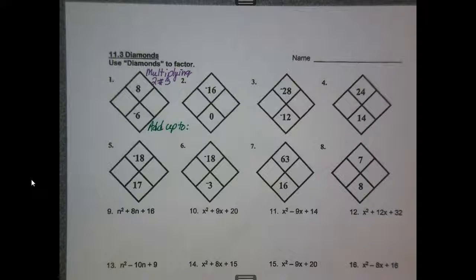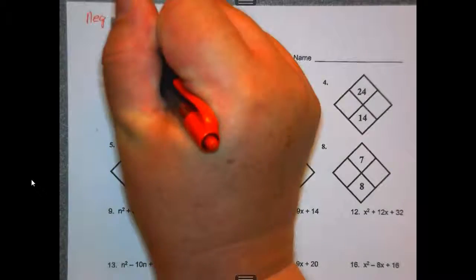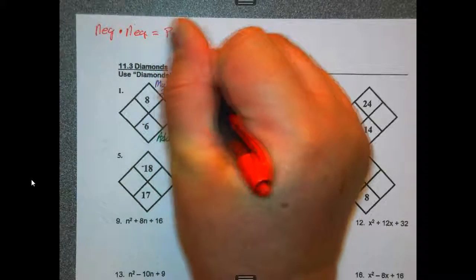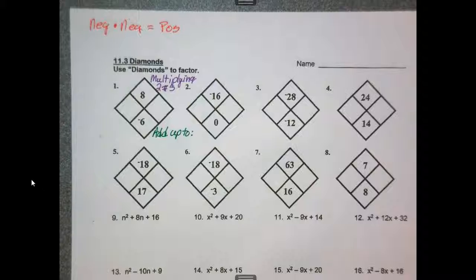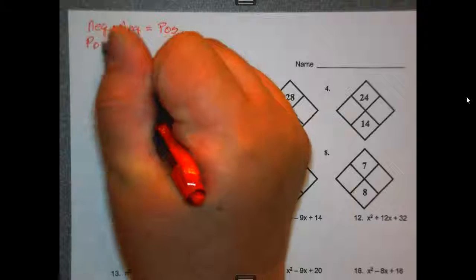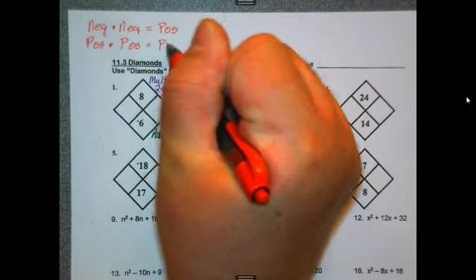Now, how do we multiply to get to a positive 8? What kind of factors? Just the signs. Negative times a negative equals a positive, right? So negative times a negative equals a positive. How else can I multiply two numbers together to get a positive number? Two positives. Positive times a positive gives me a positive.